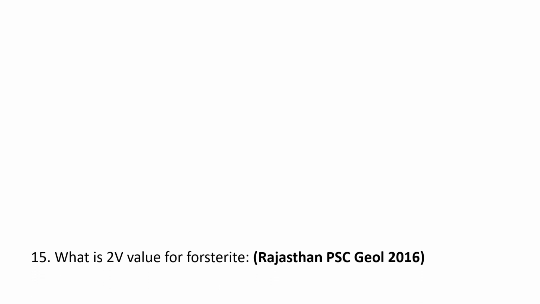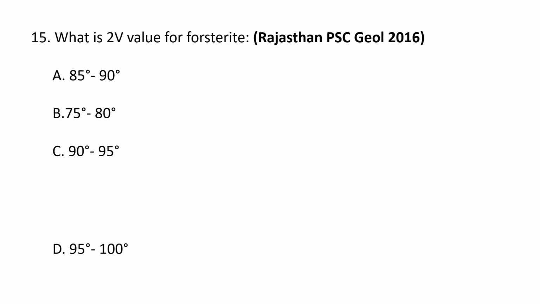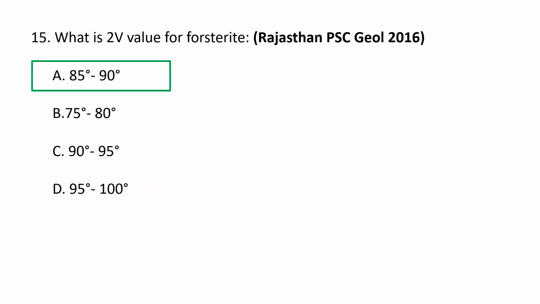Next question. What is the 2V value of forsterite? Forsterite is a type of olivine, that is magnesium olivine. A. 85 to 90 degrees, B. 75 to 80 degrees, C. 90 to 95 degrees, and D. 95 to 100 degrees. So the 2V value of forsterite is 85 to 90 degrees. Actually it is around 82 to 90. So here the correct option is A. 85 to 90.